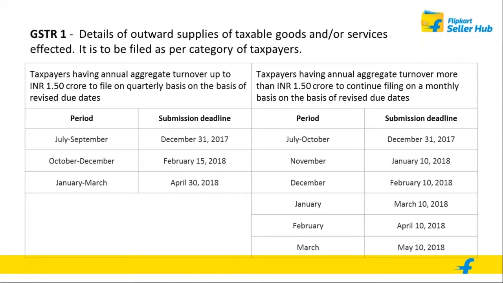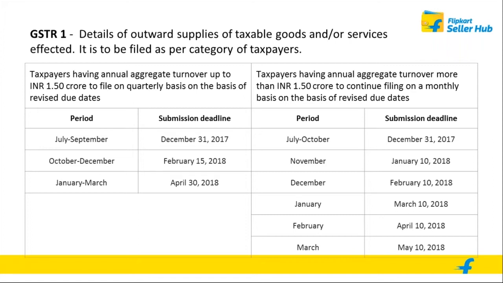And if you can look at the periods that we have, any filings between July to September, any sales between July to September, your submission date for returns filing needs to be on December 31st of this year. Anything between October to December will be on February 15th. Anything between January to March will be on April 30th. So this is on a quarterly basis. This is because your annual aggregate turnover is up to 1.50 crores. It is on the basis of the revised due dates that the government has given.